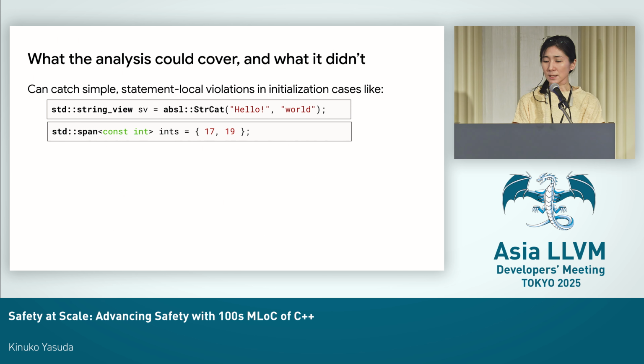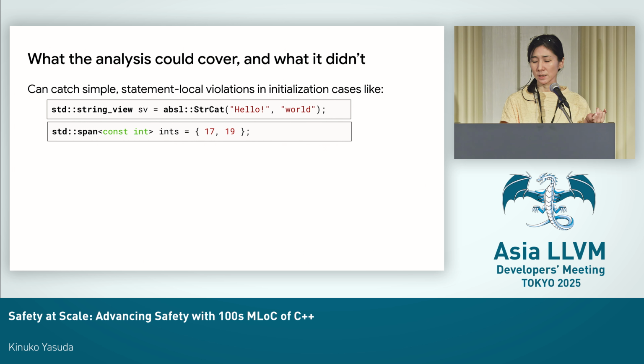So what can these checks do? It can tell if an annotated parameter should live as long as the return value of the function, or the constructed object for constructor cases, and Clang can detect violations in a single statement. For example, Clang can give a warning for these cases, like in this example, string_view or std::span.